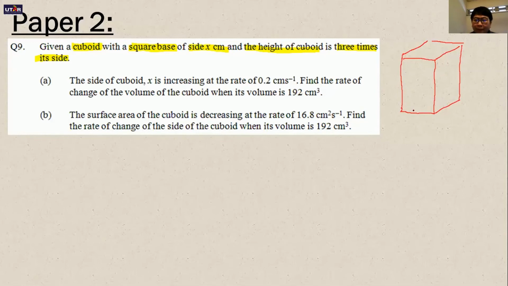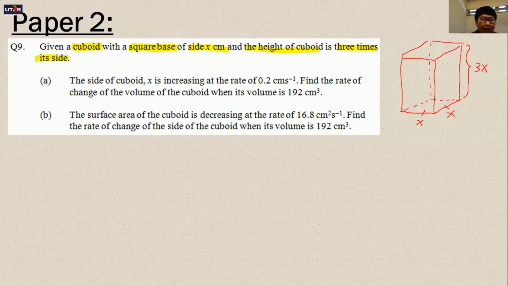So we know that the base is a square, so the top will be the same as the base. So the side will be x cm. What about the height? Given the height will be 3 times x, so this will be 3x, right? So this is the cuboid for question number 9, the diagram of the cuboid of question number 9.